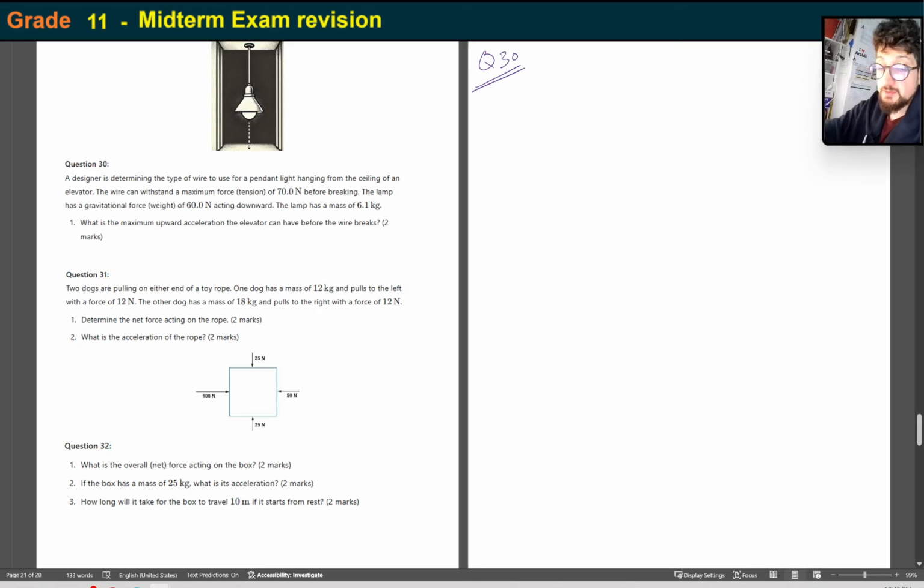Okay, let's have a look. What we have here is a light hanging inside an elevator, and as the elevator accelerates upwards, it experiences a bit more tension. I want you to imagine a situation where, for example, this is the example that I used in class. So I'm just going to repeat this example.